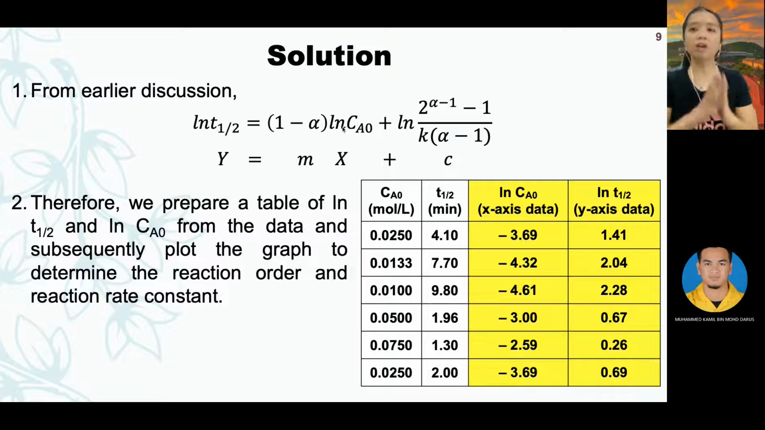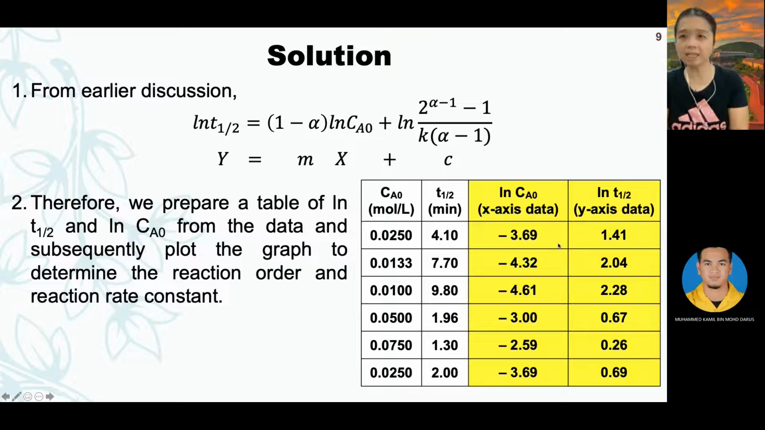Okay, so kamu tengok daripada persamaan, from the equation, ln T half is my y-axis data. Data part CX, ln CA0. So first step, convert lah dulu ataupun carilah dulu the data for the y-axis and the x-axis. So contohnya CA0 0.0250, but my x-axis data must be ln CA0. So saya lnkan 0.0250. So I get negative 3.69. So you just press calculator, lnkan dia, dapat nilai dia.